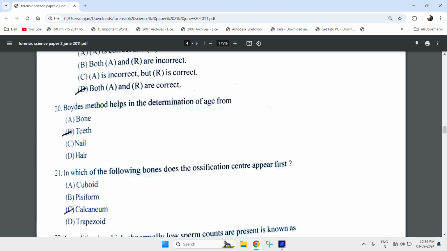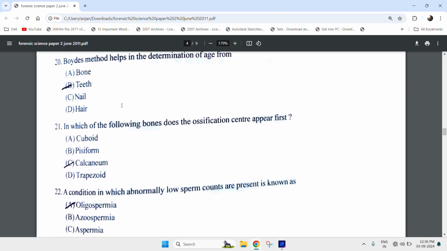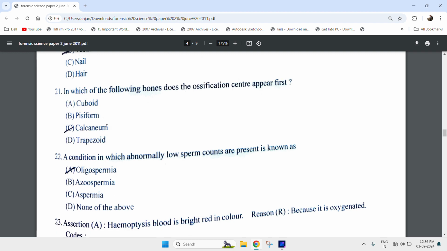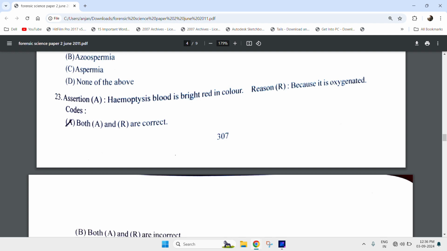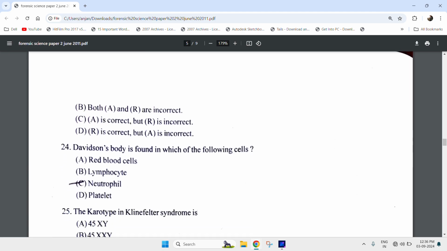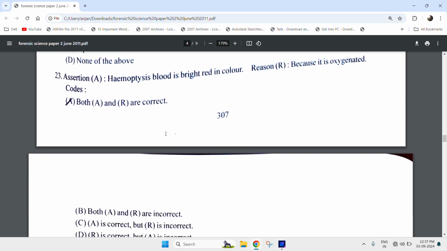Gustafson's method helps in the determination of age from teeth. In which of the following bones does the ossification center appear? Calcaneum. A condition of low sperm count is known as oligospermia. Assertion A: In hemoptysis, blood is bright red in color. Reason R: Because it is oxygenated. Both A and R are correct.